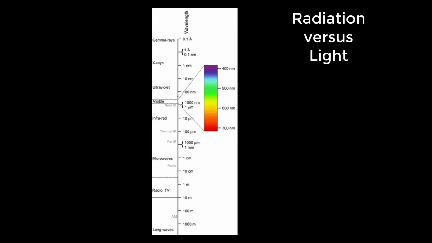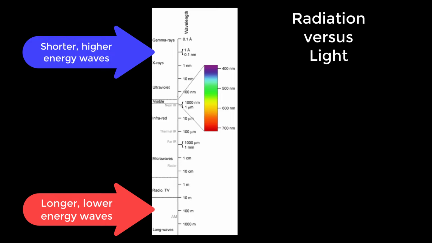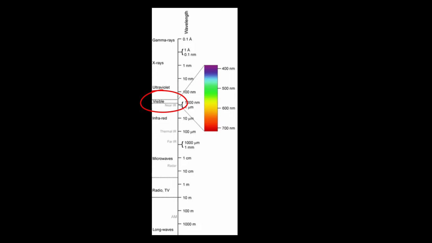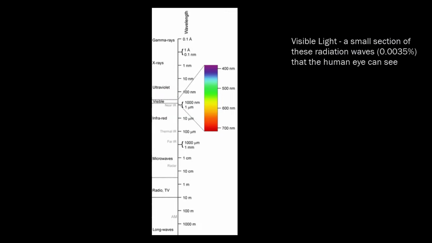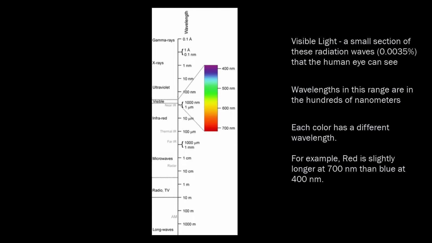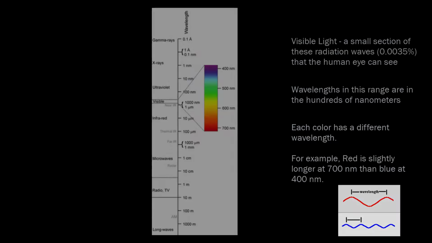So as a quick recap from that first video, we had a discussion on the difference between radiation and light. We looked at the electromagnetic spectrum, where we have shorter, higher energy waves at one end, longer, lower energy waves at the other end. But what we're most interested in is this section here of the spectrum, where we have light and energy that comes from the sun. Now, also in this area, we have a small band of radiation waves that the human eye can see, or the visible light. Now, the length of these waves are several hundreds of nanometers. And the key concept here is that each color has a different wavelength. For example, red is about 700 nanometers long, while blue light is at around 400 nanometers.